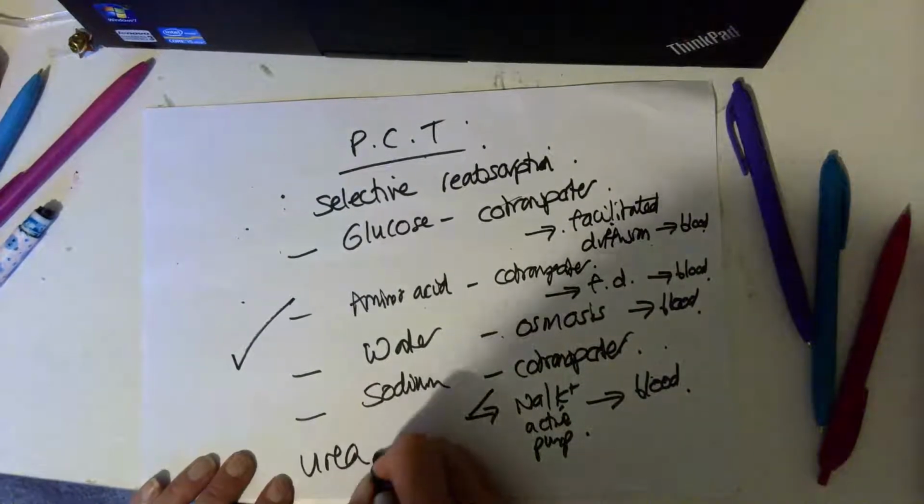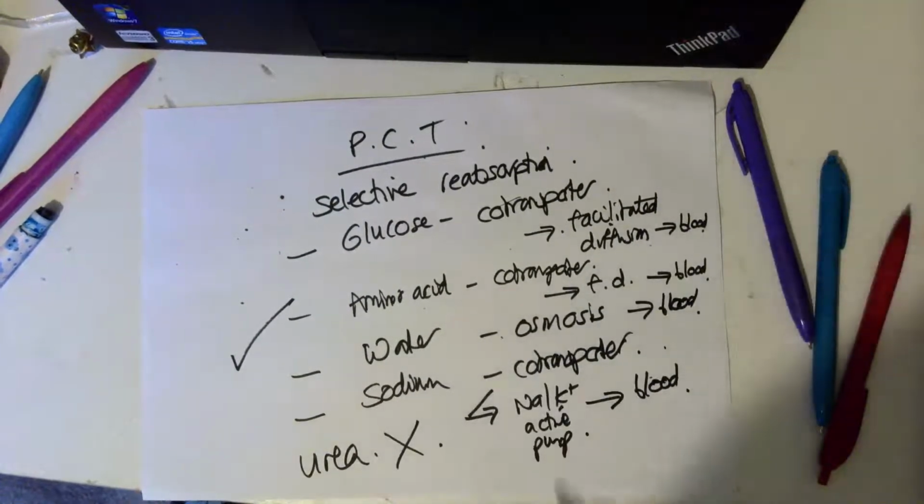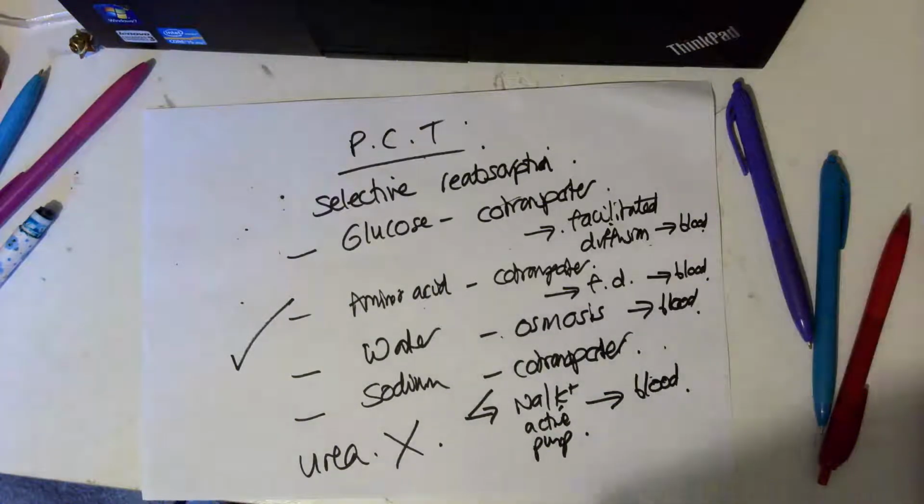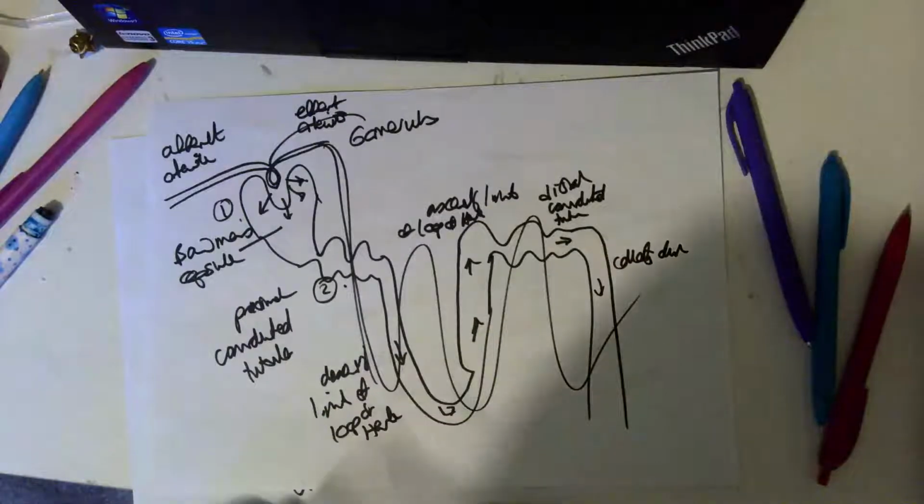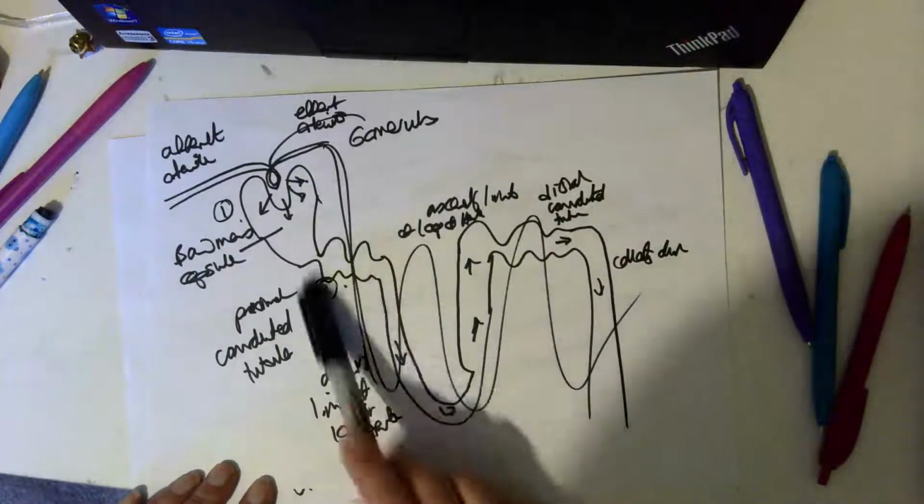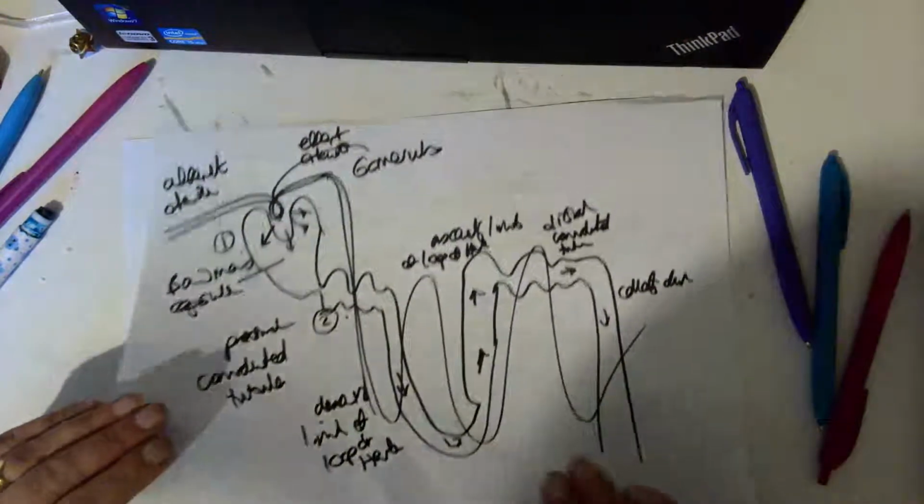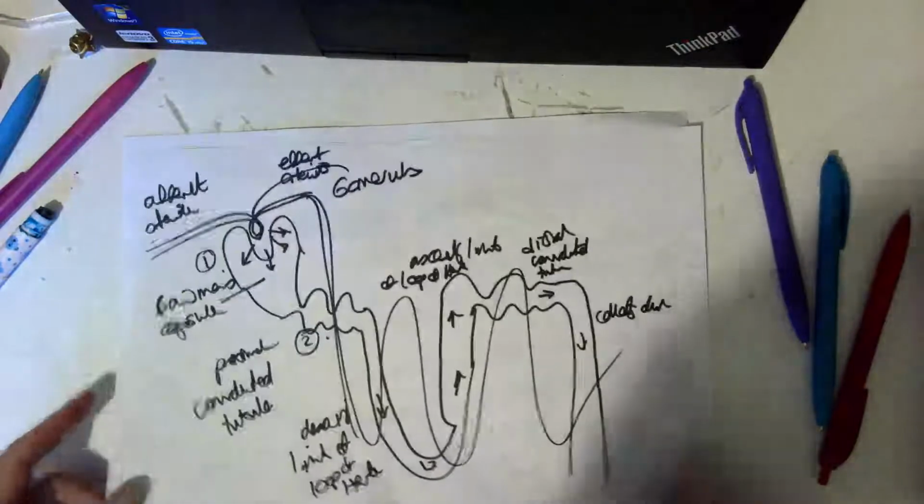Urea stays in the filtrate, it can't get out, it can't get into those proximal convoluted tubules. So the stages we've just looked at there are this stage here in the proximal convoluted tubule. So it's a good idea to stop at this stage, and we'll try out some exam questions before we go any further.